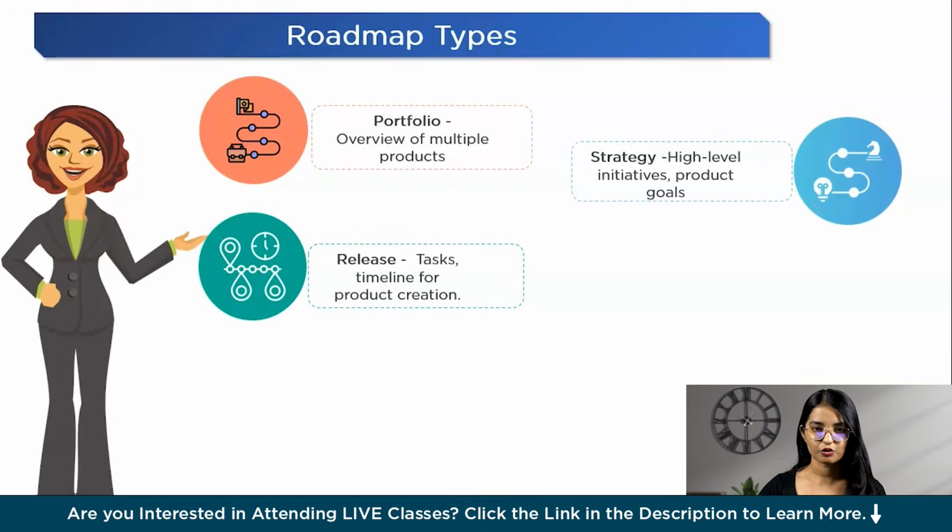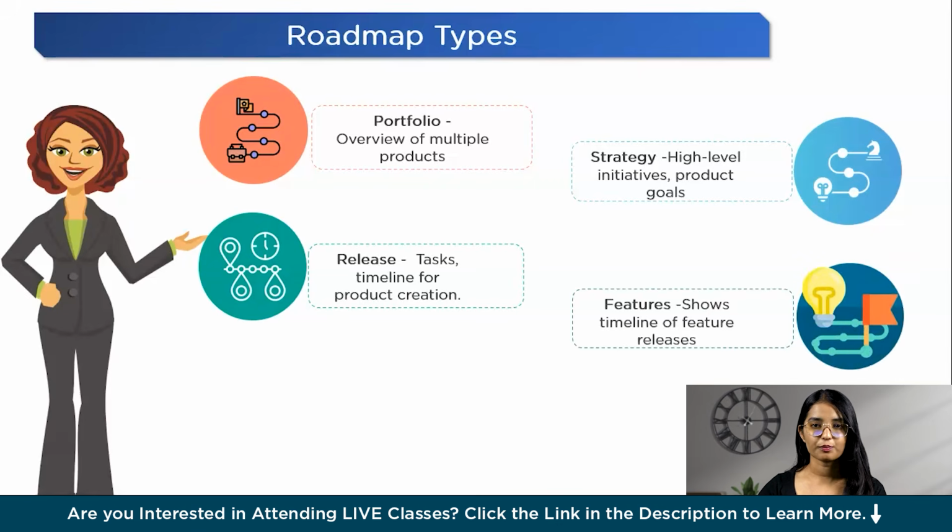Third, we have the release roadmap, which breaks down the tasks and timeline to finalize a product's creation. This could include steps like designing user interfaces, coding functionalities, testing for bugs, and finally releasing updates to app stores. Features roadmap. This roadmap basically shows features and timelines of when product features will be released. It helps ensure the development efforts are aligned with the planned feature releases.